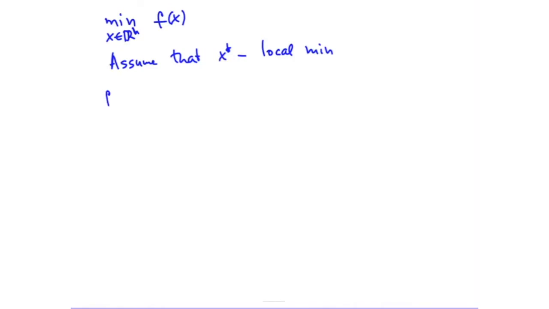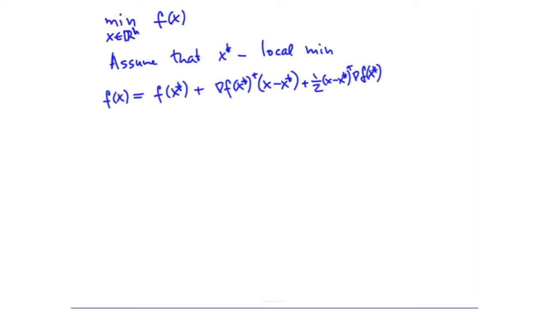So our f of x, using Taylor's approximation, will be given by f of x star plus the gradient of f in x star transposed multiplied by x minus x star. So this is the linear term. And then we have the quadratic term. So 1/2 x minus x star transposed times the Hessian of f in x star times x minus x star. All right, so then plus the error term will be o small of the norm of x minus x star squared.